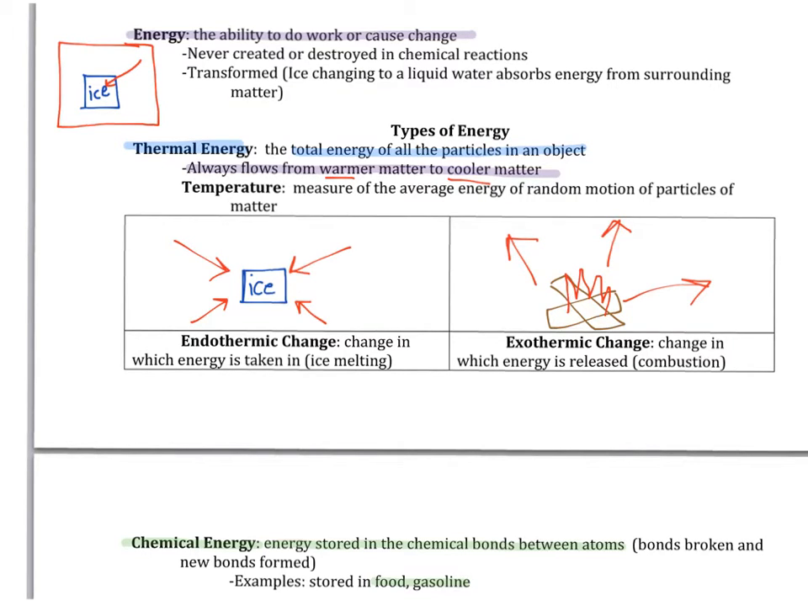One type of energy is thermal energy. Thermal energy is the total energy of all the particles in an object, and it always flows from warmer matter to cooler matter. And note that I underlined warmer to cooler. Temperature is the measure of the average energy of random motion of particles of matter. So, when we're talking about thermal energy, we're talking about how fast the particles are moving inside of an object.